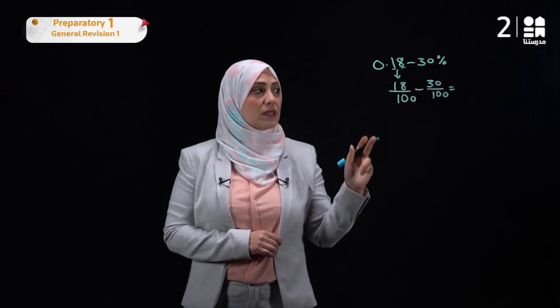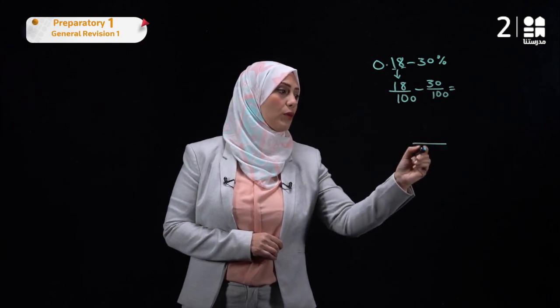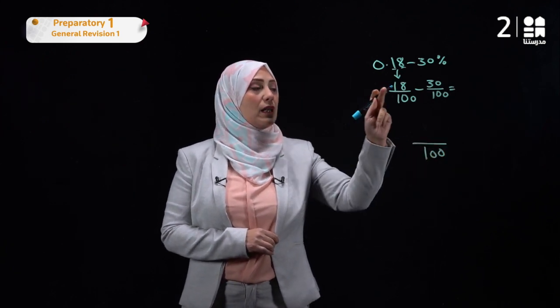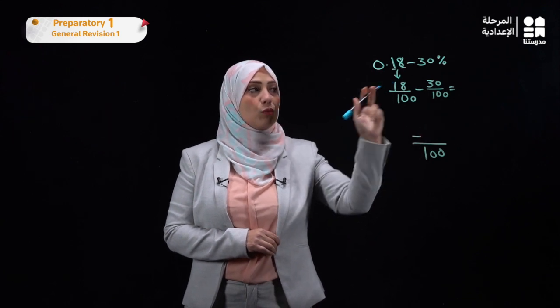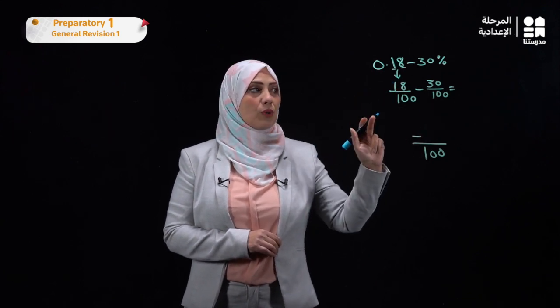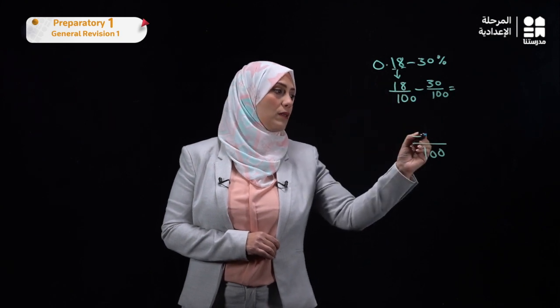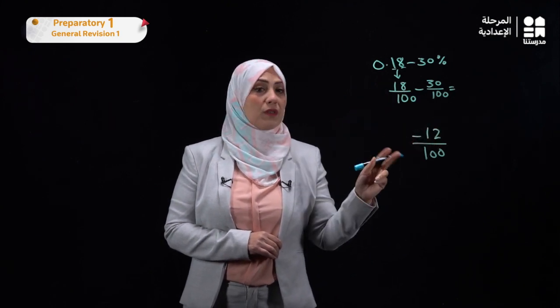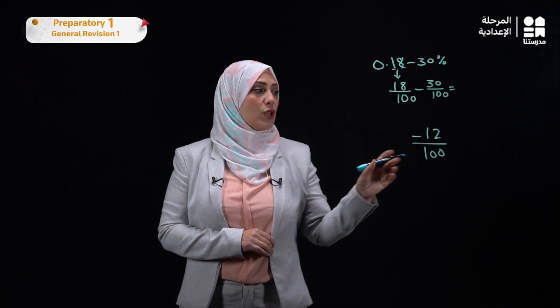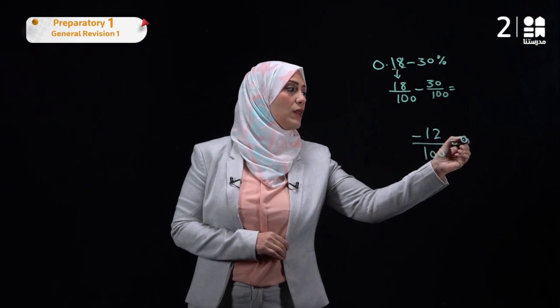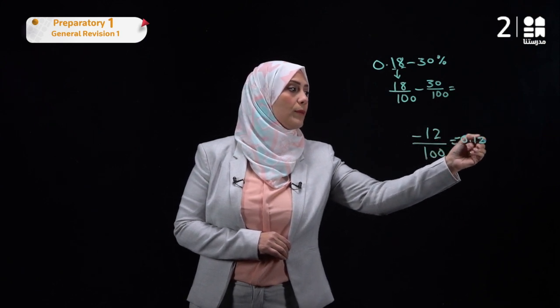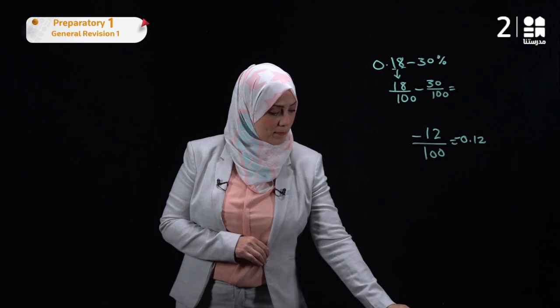Now we have the same denominator, so we are going to put it as it is. 18 minus 30, it's negative because we start with a small number. And then subtract 30 minus 18, which is 12. If there are no choices on the exam, it's up to you to write it this way or convert it to a decimal. So it's negative 0.12. That's it.